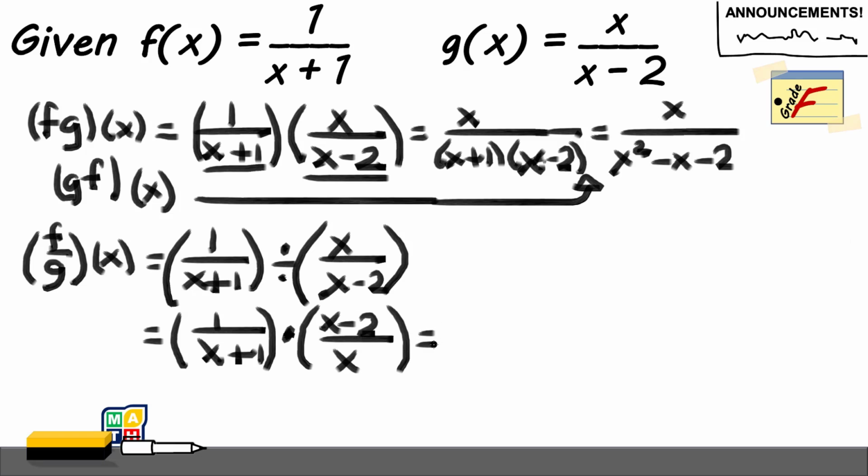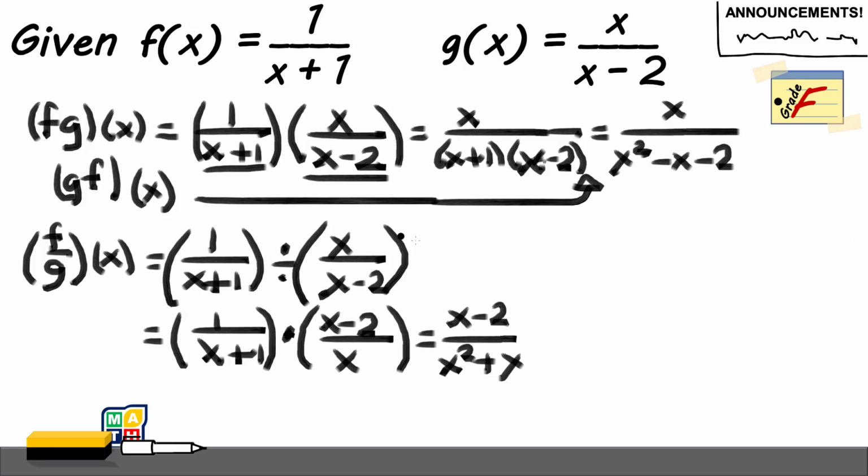Our result here is when we multiply numerator to numerator. So 1 times x minus 2 is simply x minus 2. In your denominator, you're going to multiply a binomial by a monomial. So x times x, you will have x squared, plus 1 times x is x. This is now your form for (f/g)(x).